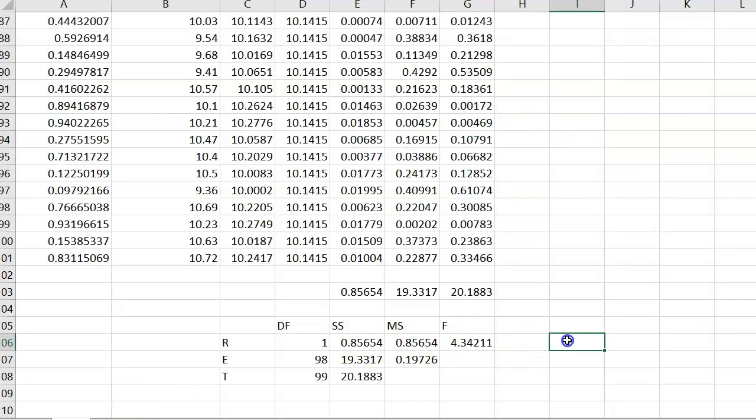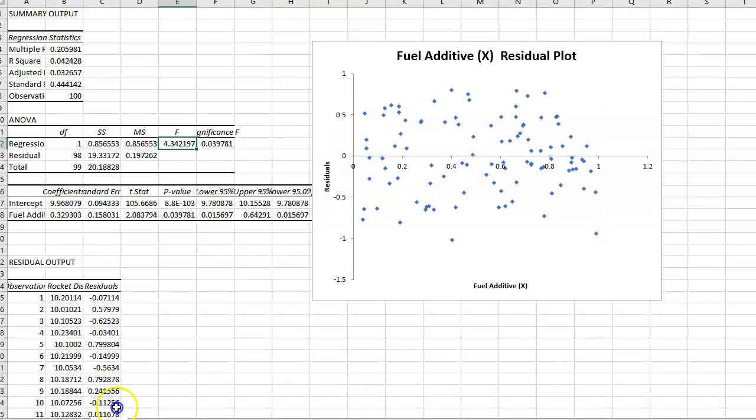Some interesting pieces. What if I take the square root of this F value? What am I going to get? This is a t-score, 2.08. And look here, the t-score, 2.08. It did that for us.